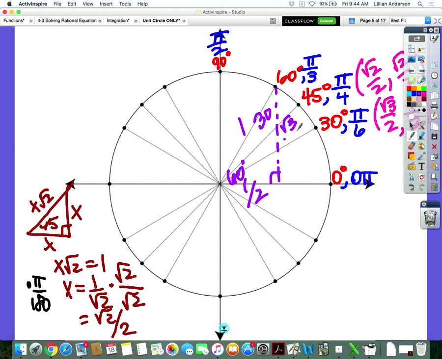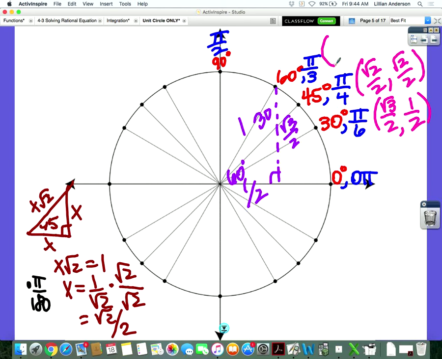Root 3 over 2. So when you write it in, 1/2, square root 3. Questions?